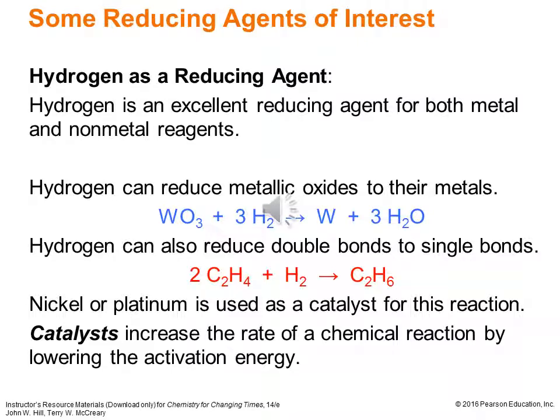Nickel or platinum is often used as a catalyst for hydrogenations because it seems to lower the activation energy by getting those reactant molecules in the right orientation. And when we say catalyst, again, a catalyst itself increases the rate of a chemical reaction by lowering the activation energy. It doesn't change the products, it just changes how quickly you get them.